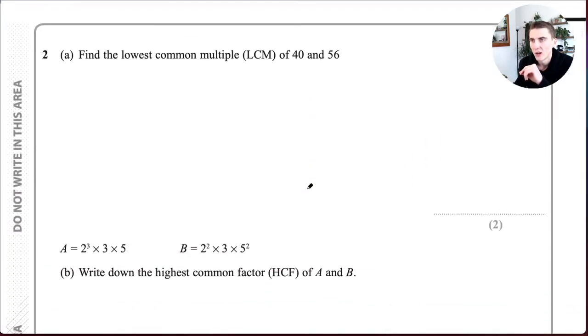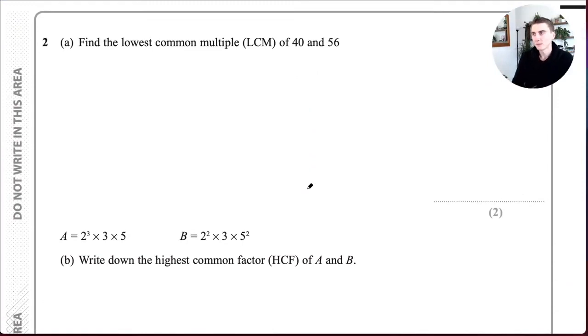So, moving on to question 2a now. This one says, find the lowest common multiple of 40 and 56. And lowest common multiple, or LCM, is the same thing as the least common multiple. They call them lowest or least, can be interchangeably. Doesn't make any difference. But basically what it's asking for is, if you list out the multiples of 40 and the multiples of 56, what's the lowest number that is in both lists? The lowest number that is a multiple of both of these.